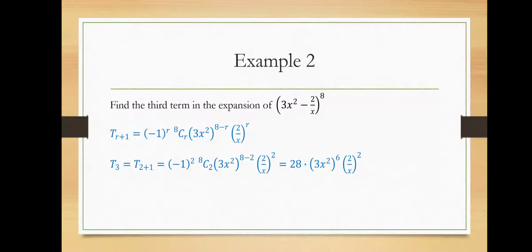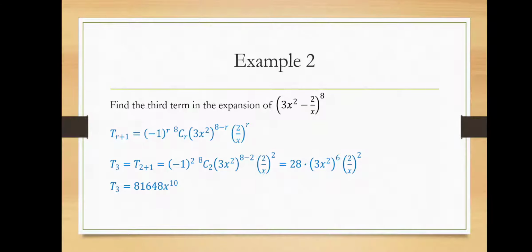Now the third term will be basically 2 plus 1. Obviously, always remember it is t r plus 1. So whenever I am looking for the third term, it is basically written as 2 plus 1. So that 2 will be the one which I am trying to put in the formula. And then all I need to do is calculate, and after calculation, this is the answer. Fine.